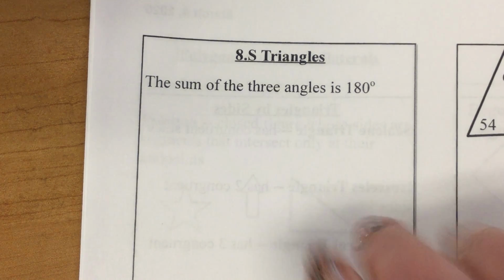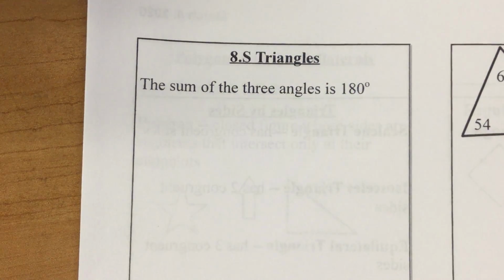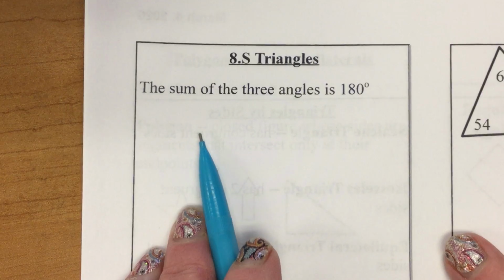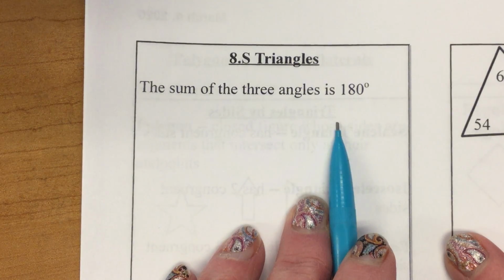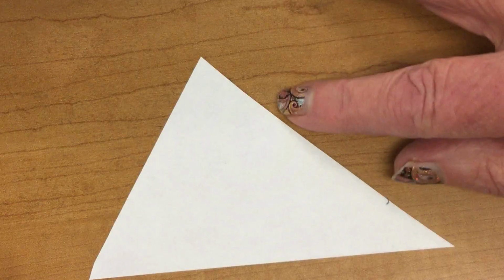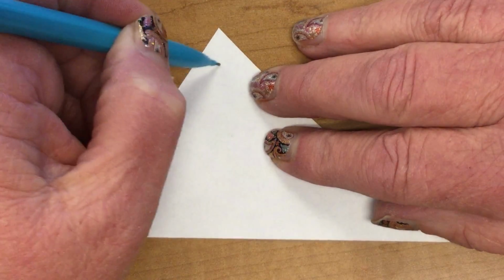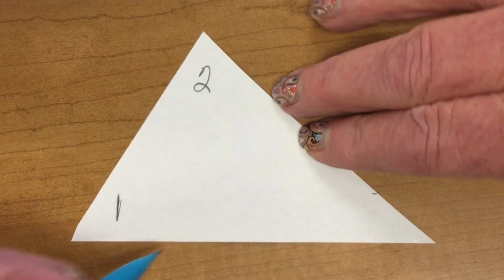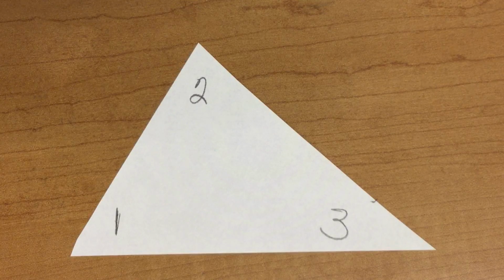So we're going to do what we call chapter 8 supplementary stuff, and we're going to start with triangles. And the first rule is the sum of the three angles is 180 degrees. Well, how do I know that? And so we're going to do a little bit of a magic trick. Here we have a lovely triangle. It has one angle, two angles, three angles. And so, according to our theorem, it says they add up to 180.